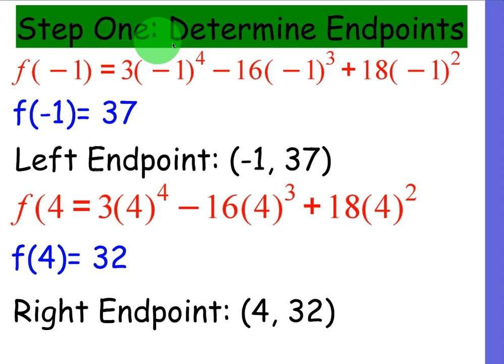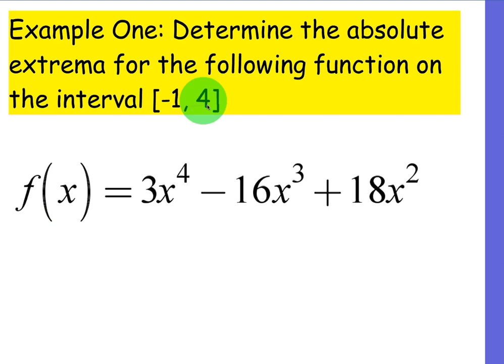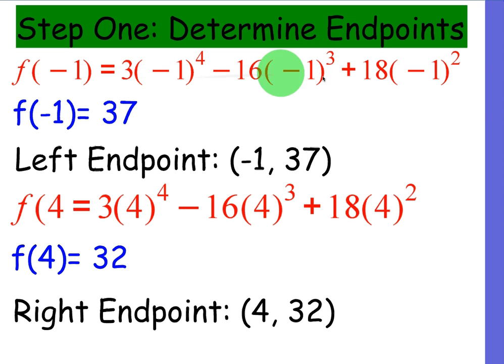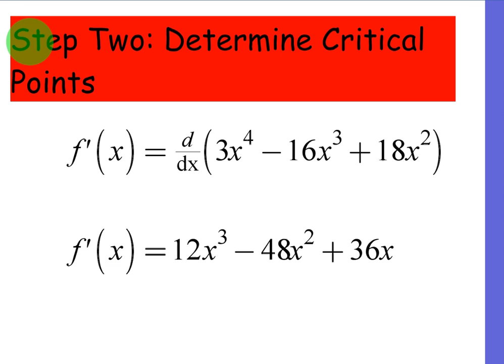All right, so for step 1, we're going to determine the endpoints right off the bat. We're going to be plugging in -1 and 4 into the function to figure out what we get back. When we plug in -1, we get 37. When we plug in 4, we get 32. So our left endpoint is (-1, 37). Our right endpoint is (4, 32). That's important because, again, our absolute extrema might occur there.